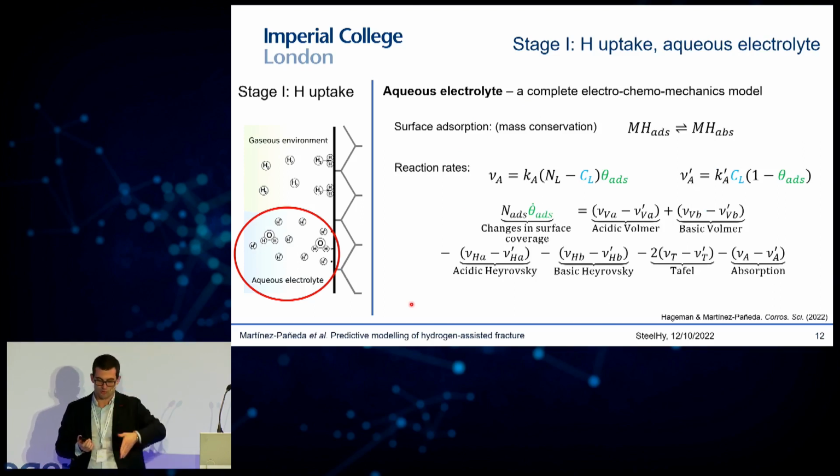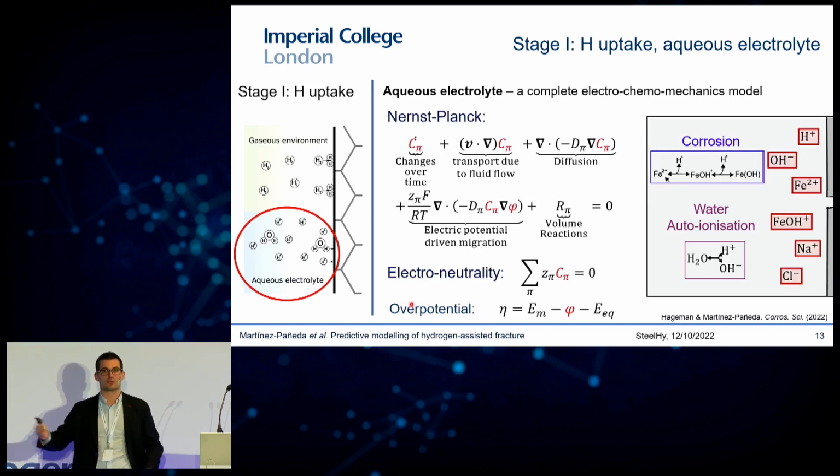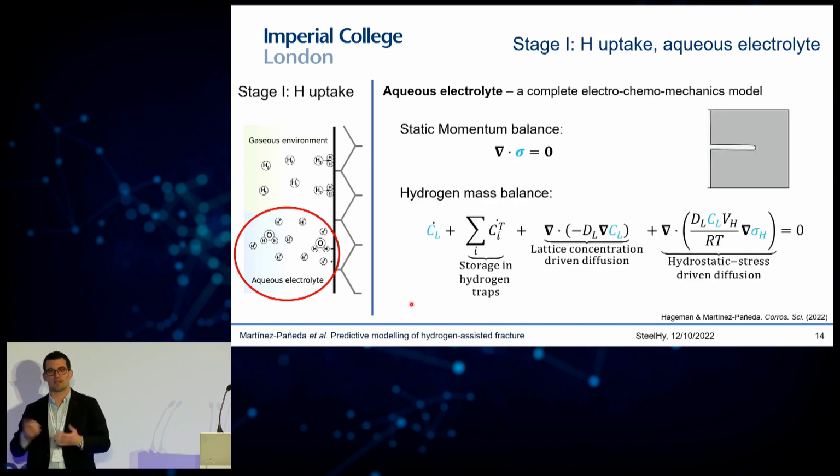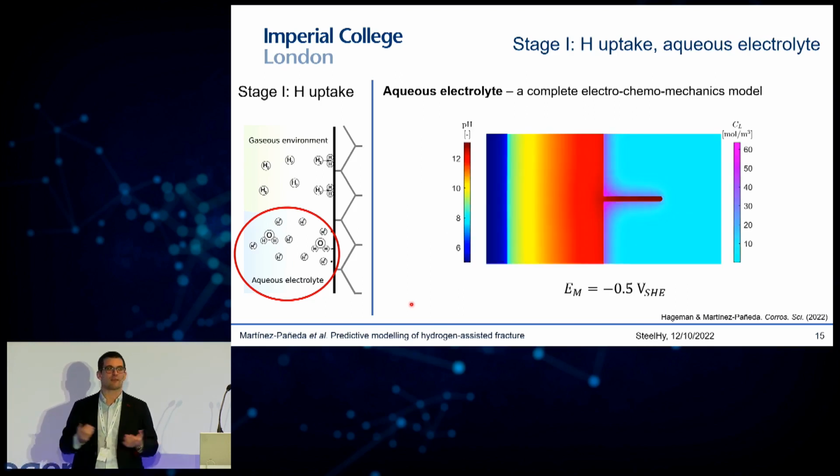So regarding the surface kinetics, you need to account for all the surface kinetics, of course, the absorption and desorption reactions, and all the ingredients that come with the hydrogen evolution reaction. Then in the electrolyte, you need to solve the Nernst-Planck equation for all of these ionic species that you may have. You also need to obtain the electrolyte potential, so you need to assume local electroneutrality. And then, of course, we're also interested in estimating the overpotential. And then on the right-hand side, on the metal, this is the usual business. You solve for the balance of linear momentum, and then you solve a hydrogen mass balance equation which can include traps or not.